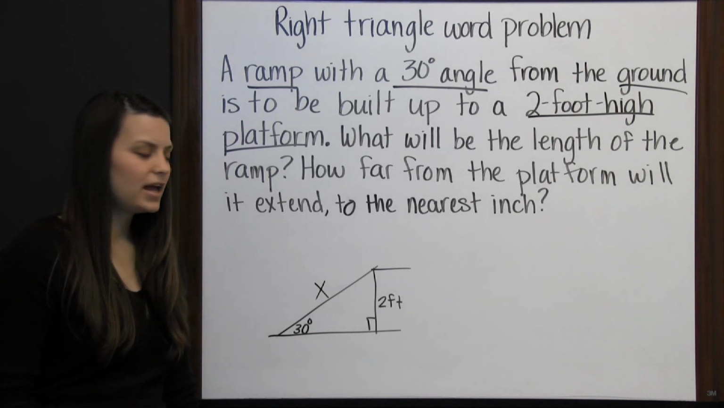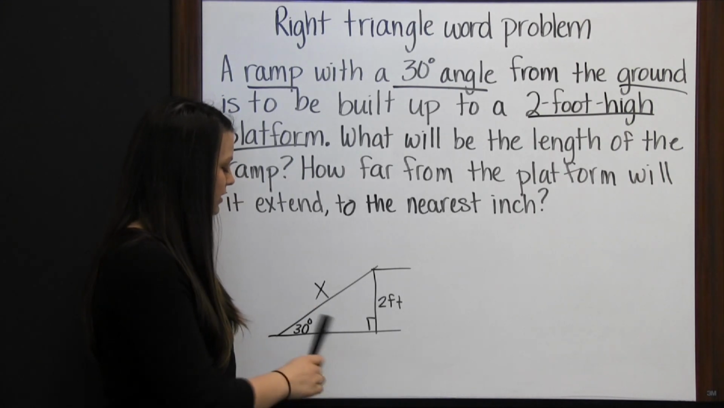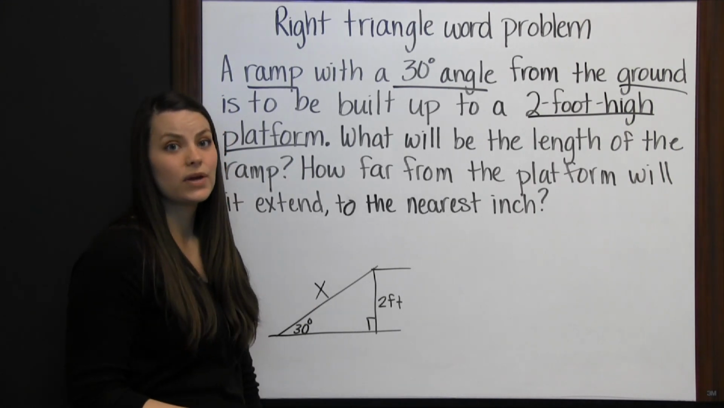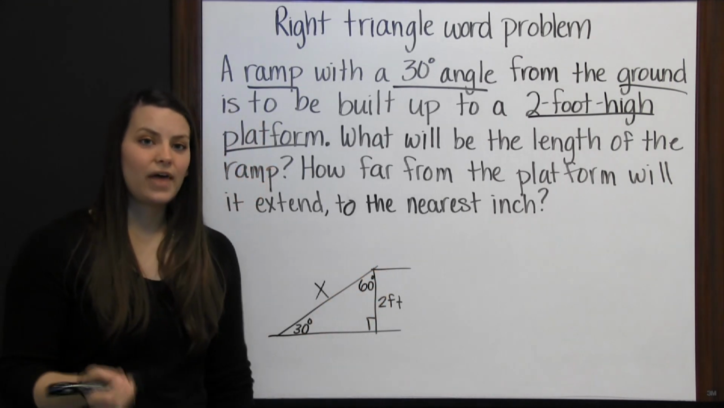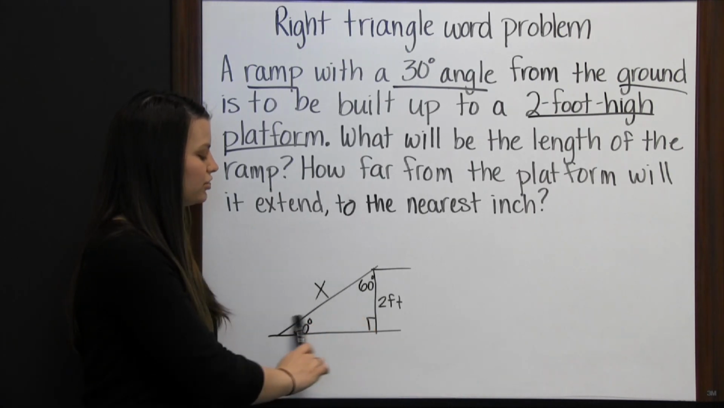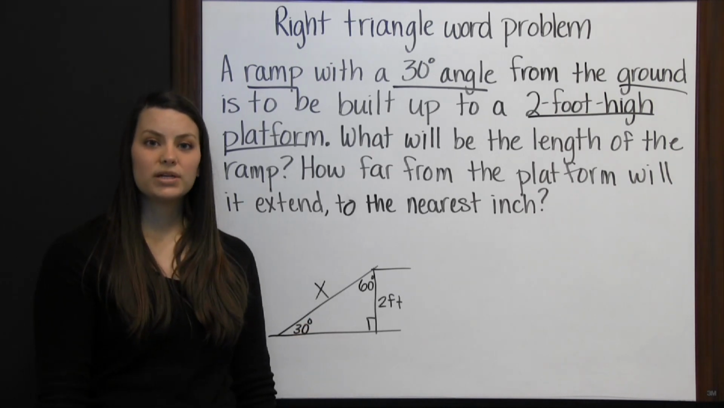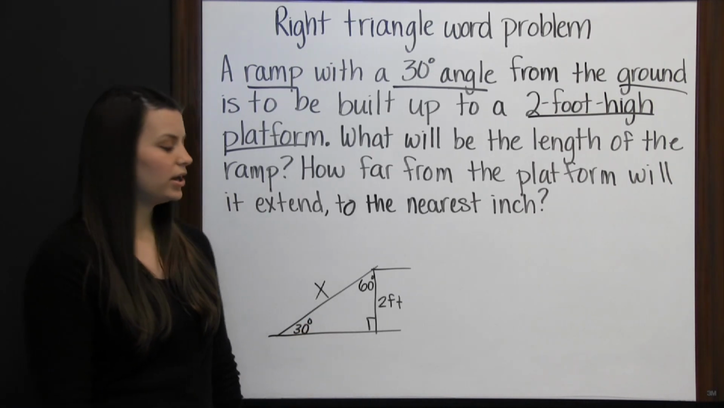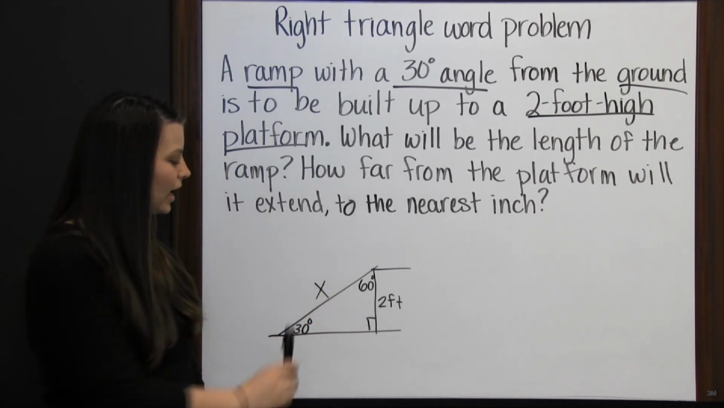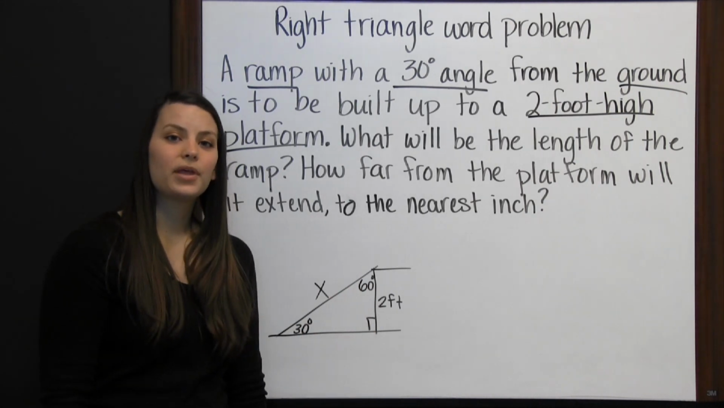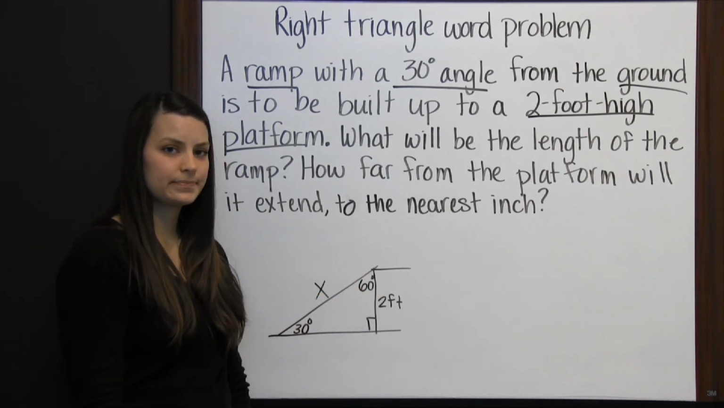Well, before I start to find x, I first want to fill in what this angle is. You might already know that since we have a 30-degree angle and a 90-degree angle, this angle has to be 60 degrees. But if you didn't know that, you could find it because there are 180 degrees in a triangle. So if you add 30 to 90, you get 120. 180 minus 120 leaves you with 60 degrees for that third angle. Now that we know it's a 30, 60, 90 triangle, we can apply our 30, 60, 90 rules to finding the length of our ramp.